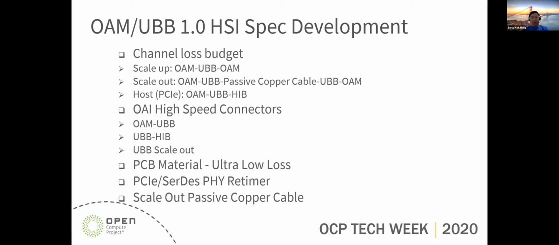At the same time, we're also looking into the PCB material. In order to support the higher speed, we have to go with something like ultra low loss material, to make sure that the loss budget is met from module to module.